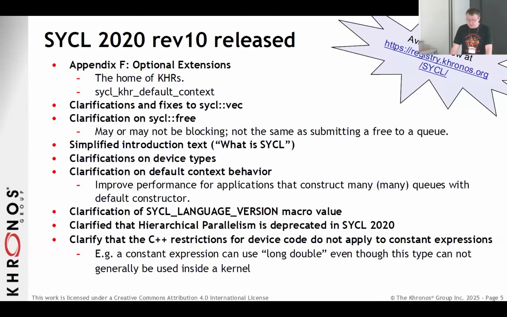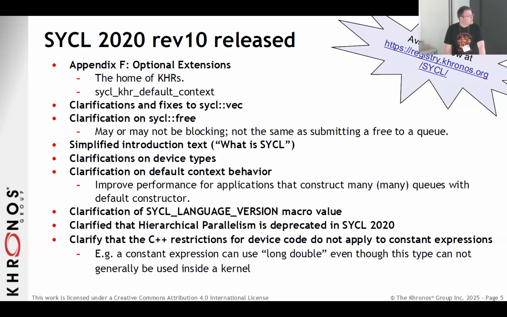So we have this SYCL KHR default context. It just gives you a query to check that the context you get back, say when you create a queue without any arguments, is always the one true single context. So it's cheap to create many, many queues. That's a pattern that we saw happening in SYCL-O-Matic. So this query gives you a way to confirm that that is what is happening. Some of the implementations do that anyway, but this is just a way of querying it to make sure that it's there.